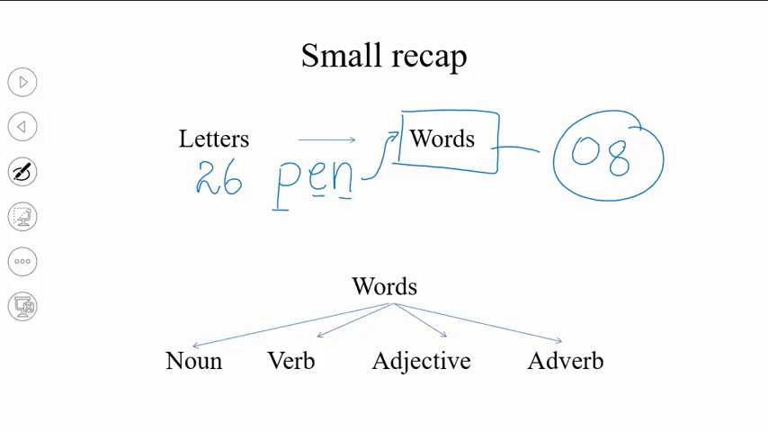Now children, think any 3 words for each column. For example, noun. Freedom is a noun. Run is a verb. Good is an adjective. Happily is an adverb. So likewise, you list any 3 words under each column.